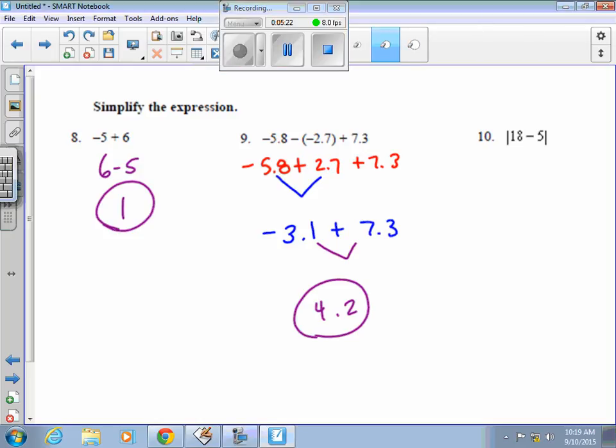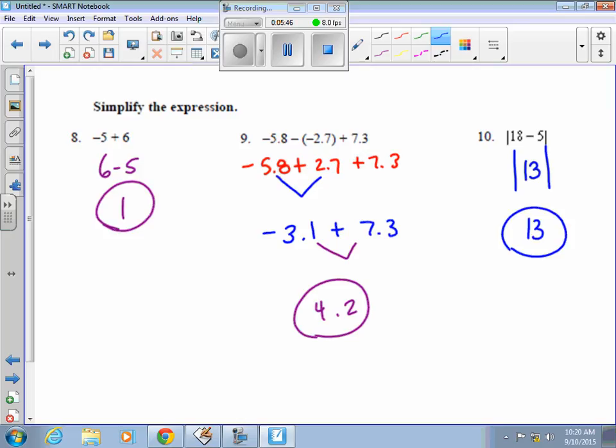Number 10 says the absolute value of 18 minus 5. Act like it's in parentheses. 18 minus 5 is the number 13, and then do the absolute value of that. Now, some people see this and they want to do the opposite. They want to make this negative 13. It will never be negative. All it's talking about with absolute value is how far away is it from 0. Its distance from 0 is 13. So a positive number will always be positive. A negative number will always be positive. Distance is never negative.